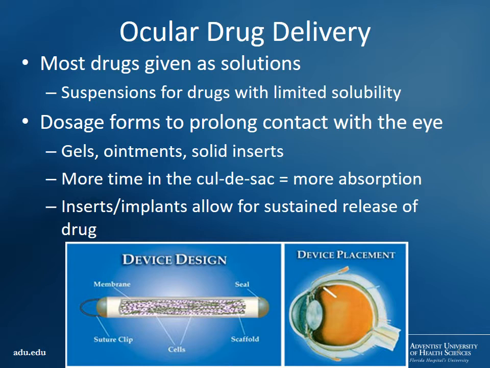And here we have an implant that can be placed. This is the ganciclovir implant that's put in for CMV retinitis, or cytomegalovirus retinitis, and that actually has drug-eluting cells that will allow the drug to leach out over a long period of time. So that way you're not applying a drug topically that may not stick around for very long, but it goes right to the site of action.